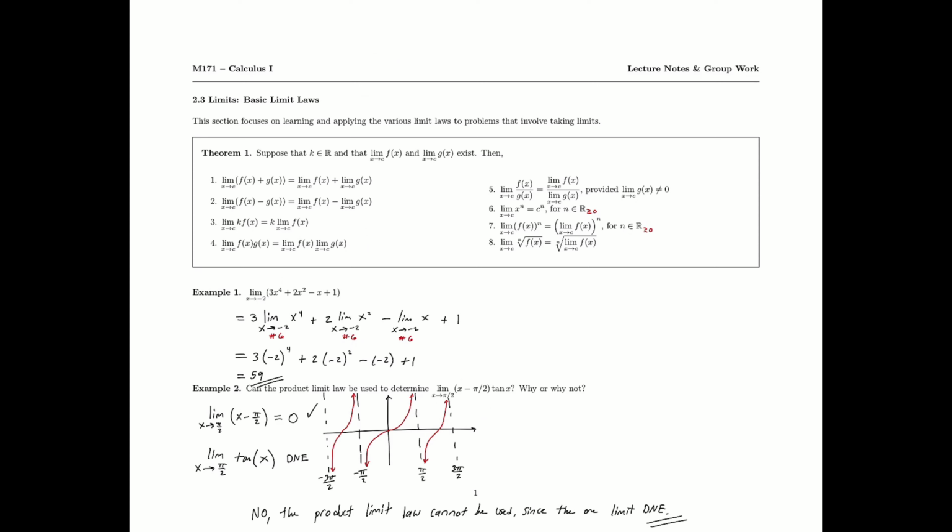For part B, we know that the limit of g exists, and we know that the limit of 1 exists. In fact, there's a law, if we go back to the previous page, number 7 says that if you have the limit of a function raised to a power, you can just take the limit of the function and raise that answer to the power. That's exactly what we have right here.